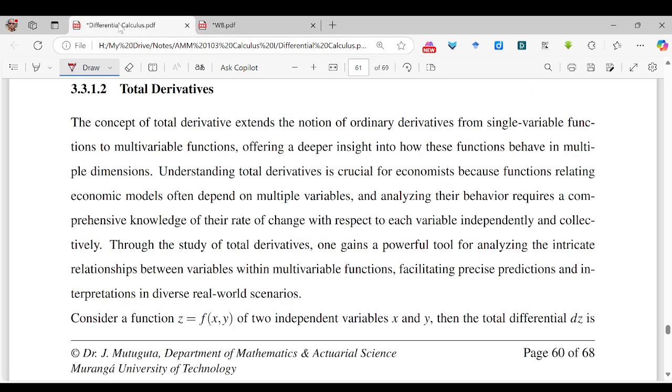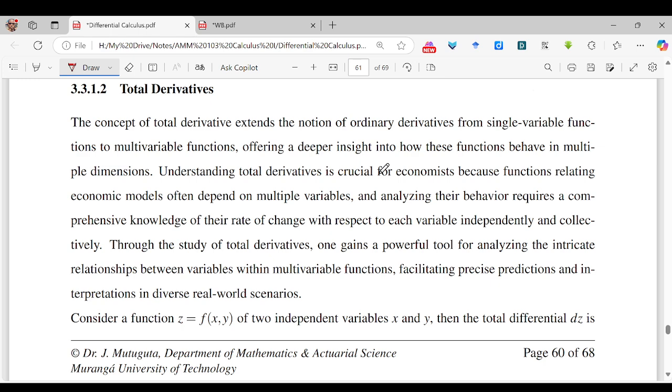Hello viewers, in this session we are going to talk about the total derivatives. Now the concept of total derivatives extends the notion of ordinary derivatives from a single variable function to a multivariable function. This offers a deep insight into how these functions behave in multiple dimensions.